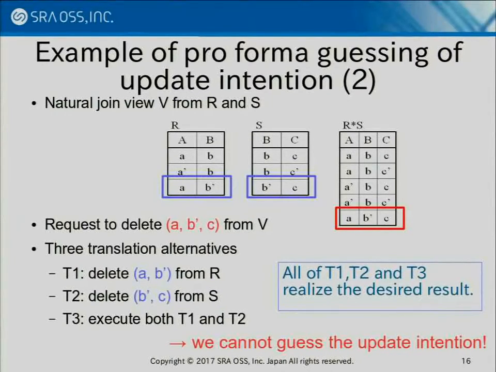The next example uses the same view and relations, when deleting A, B dash, C from V is requested. There are also three translation alternatives: delete A, B dash from R; delete B dash, C from S; and executing both. However, all of T1, T2, and T3 realize the desired result of this request. So we cannot determine which is the answer. We cannot resolve the translation ambiguity, so we cannot guess the update intention, and this view is not updatable with this data and with this request.